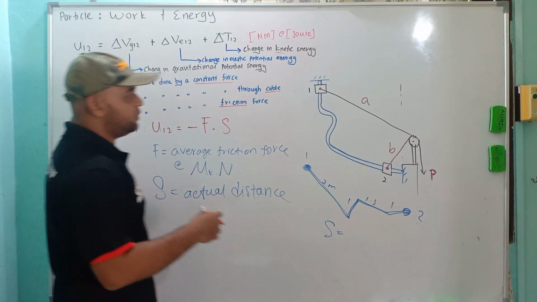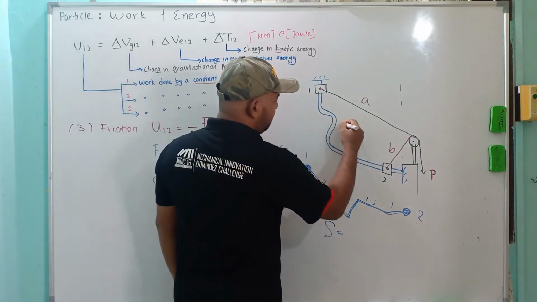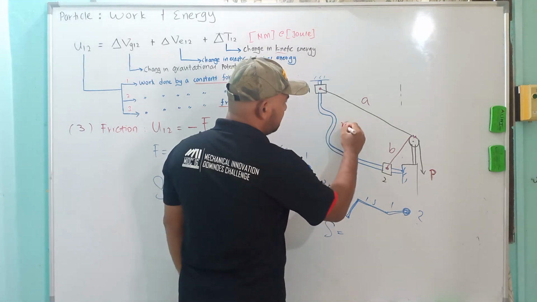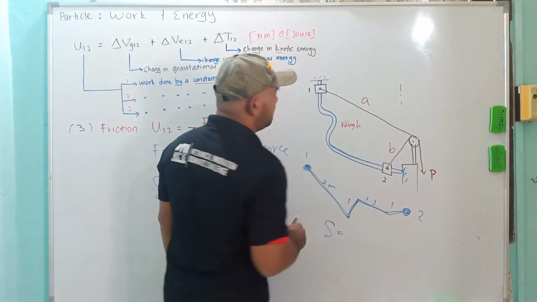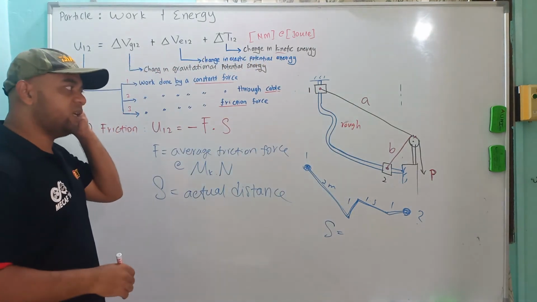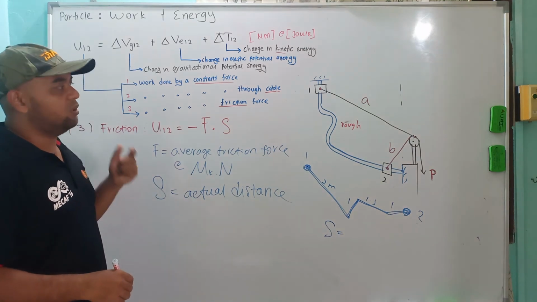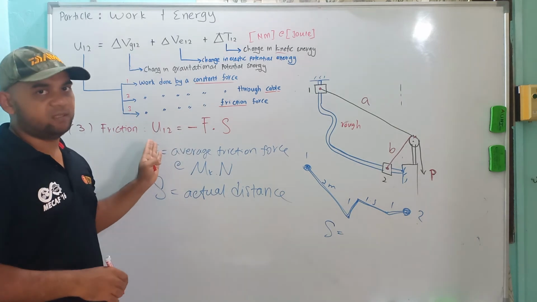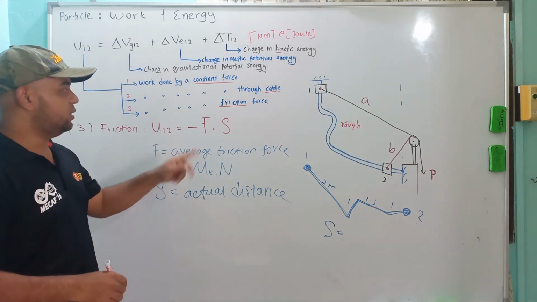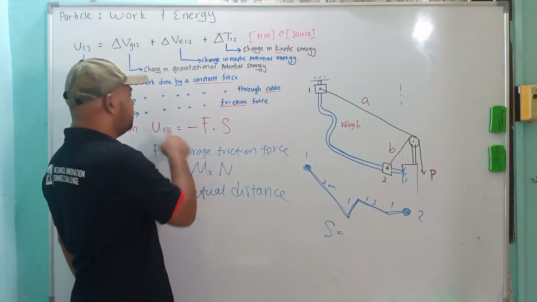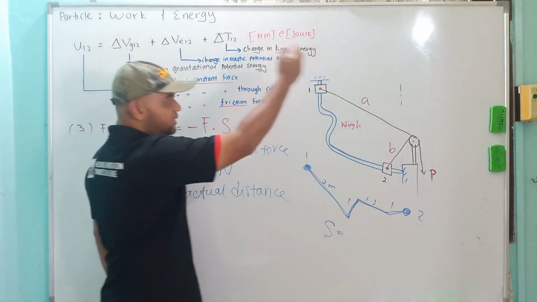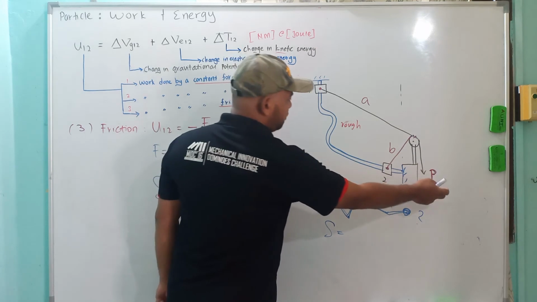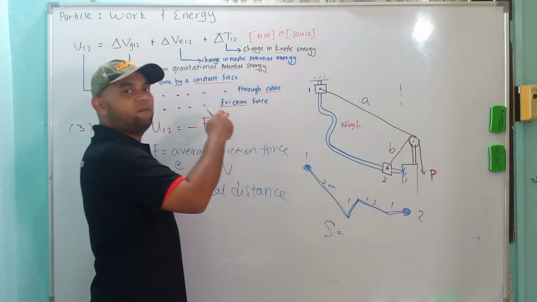Taking this example, for example, we have a rough surface here. If it is a rough surface, it is not a frictionless surface, there will be friction. So we have to calculate the U12 because of the friction. So in this case, for example, we have both work done by a constant force through cable and work done by a constant friction force.